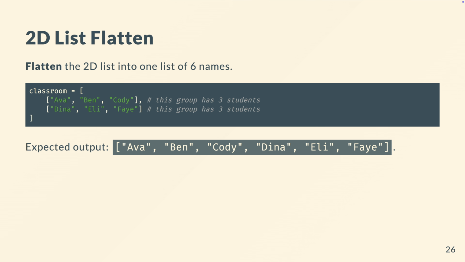Next, let's study how to flatten a 2D list. Flatten means to turn a list of lists into one single list. We still want the same order. Ava, Ben, Cody, Dina, Eli, Faye.